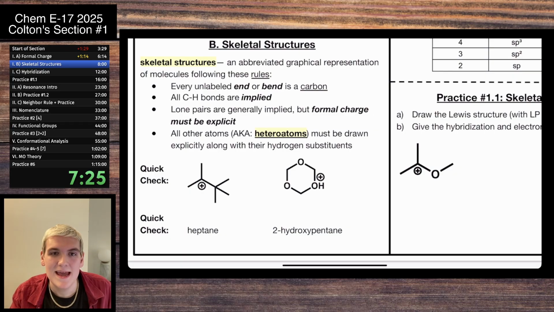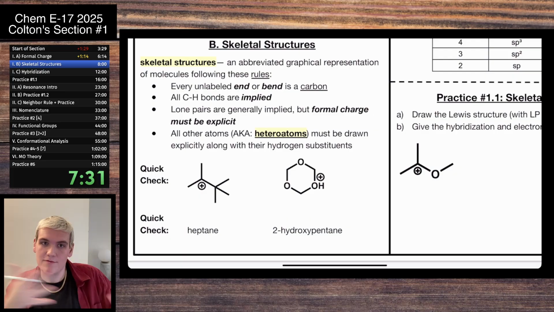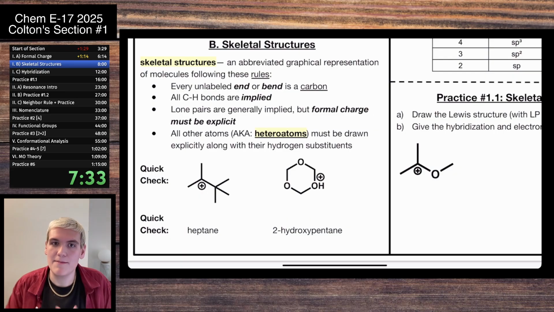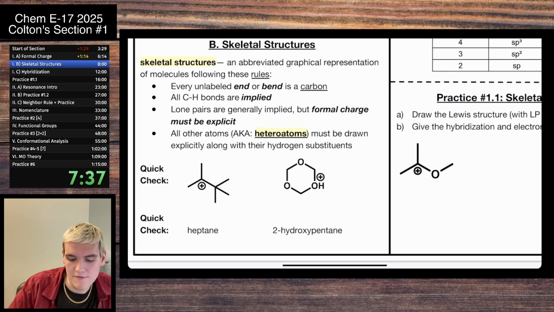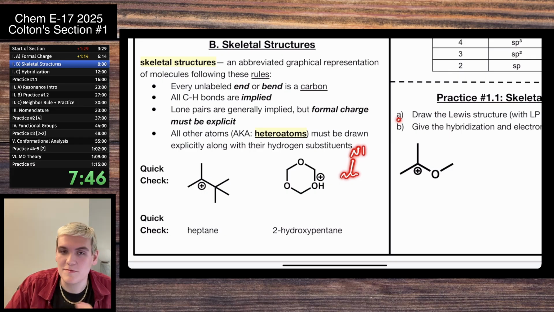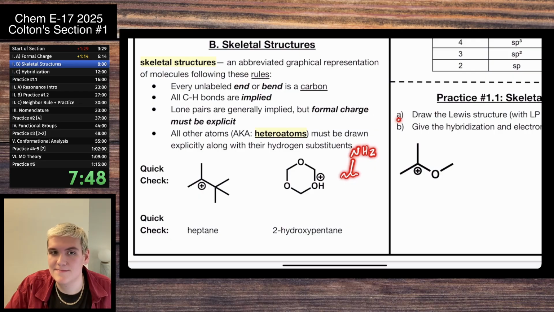So if you have a skeletal structure, you should be looking for formal charge as a final check each time. And then the last warning here is any atom that's not carbon, we call a heteroatom. It's different from the carbon-hydrogen backbone. You do have to explicitly draw any hydrogens on it. So if we had something with a nitrogen on it, we couldn't just not write the hydrogens and say, oh, they're implied. We would have to explicitly write any hydrogens attached to it.